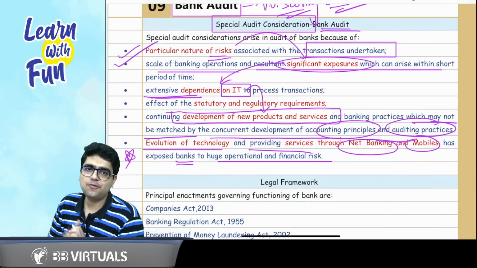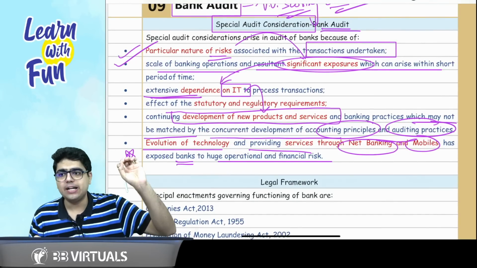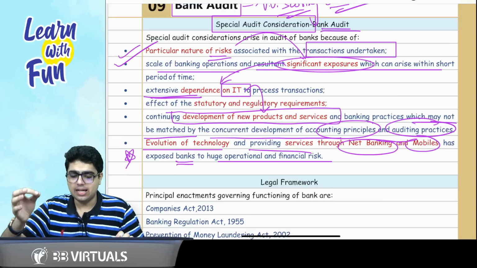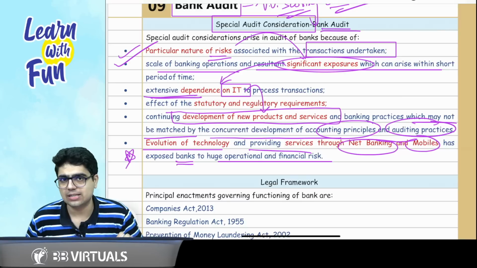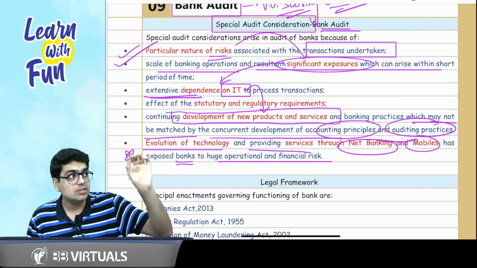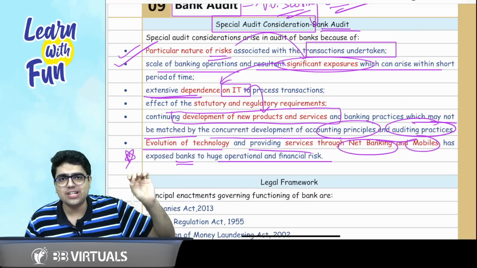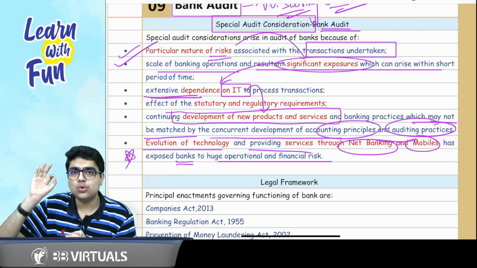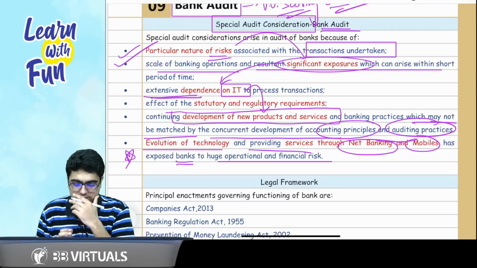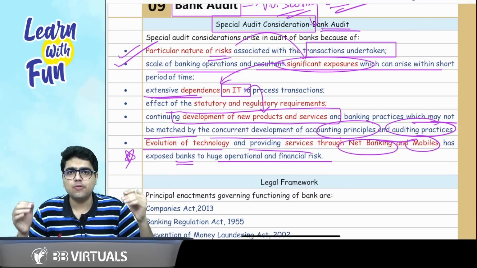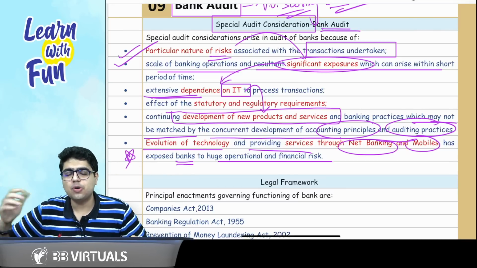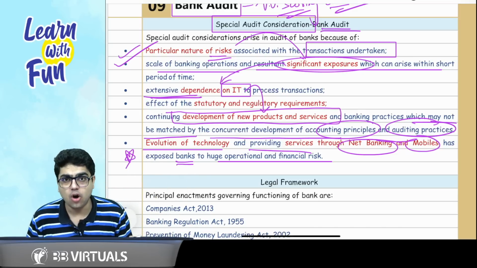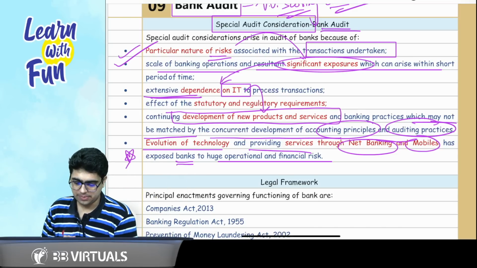So sir, what are the 4-5 points that you need to keep in mind while answering a question regarding the special audit consideration? Mention that there is a particular nature of risk associated with banking operations. Why? Because in a very short span of time, a huge scale of operations can occur in a bank. How, sir? Due to IT. There is extensive dependence on IT, which is leading to the development of new products and services, and this development is not matched by concurrent development of accounting principles and auditing practices.